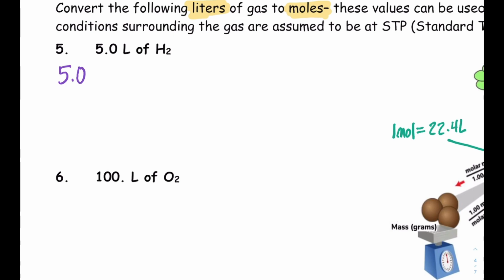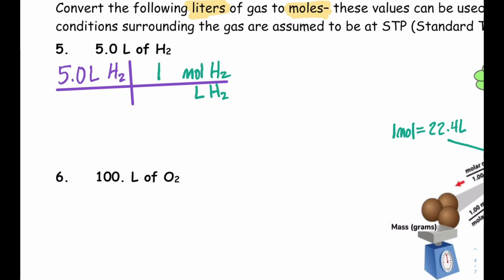In problem number 5, we're given 5.0 liters of hydrogen gas. Remember, hydrogen is a diatomic molecule. So that's why we write that down as our given value. Next, we set up our dimensional analysis table. Liters of hydrogen will be in our denominator since that's the unit that we want to cancel. We're converting liters to moles, so moles will be in our numerator. And now we plug in the values. It's 1 mole equals 22.4 liters.